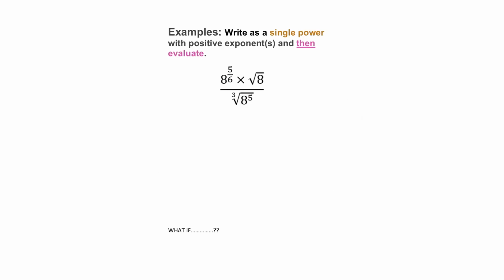So here we have the last example. It looks a little bit more complicated, but it's really not. So it says here express as a single power. Single power means your answer should be the following: a base, an exponent, and nothing else. So how are we going to combine everything together?